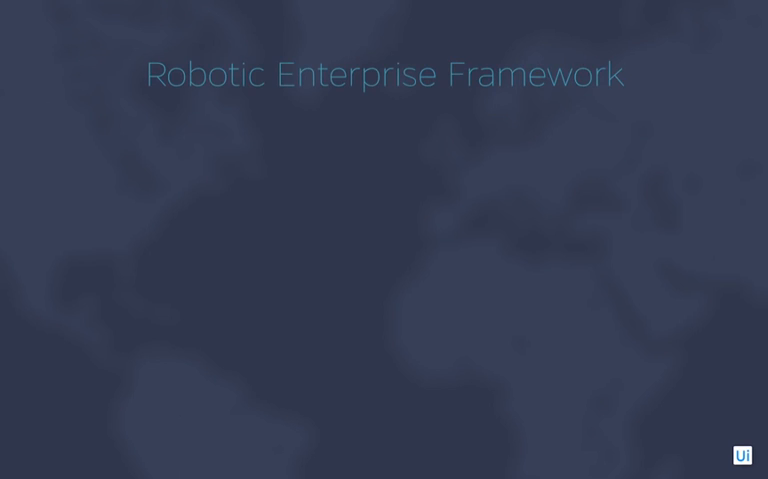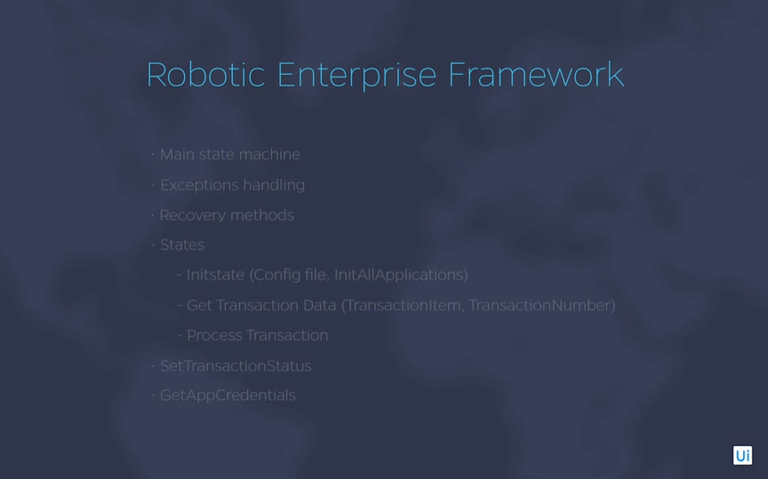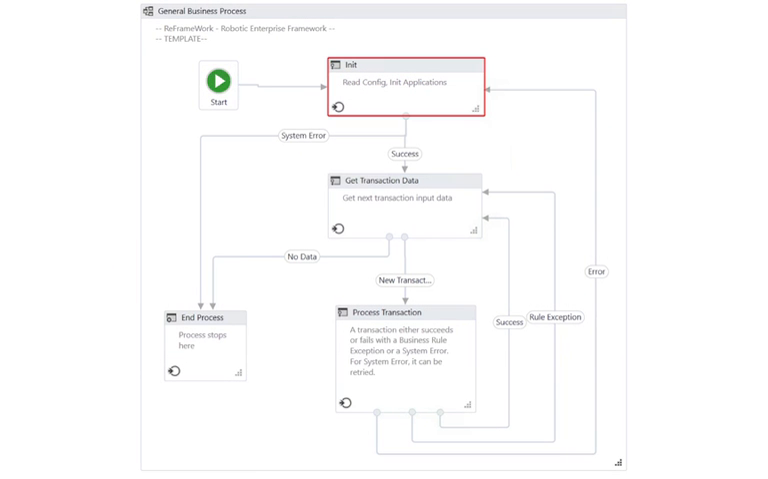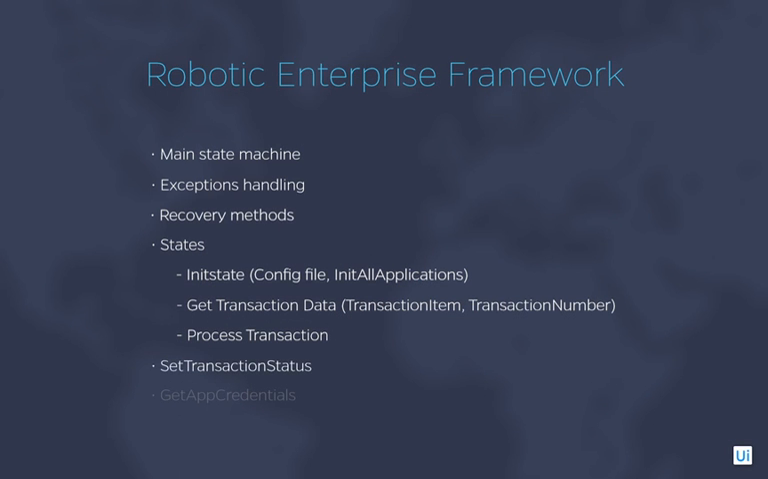This concludes our UiPath Robotic Enterprise Framework tutorial. So let's recap. We started by understanding the main state machine and the overall exception handling and recovery methods. We've then explored each state in detail, the init state with the config file and init all applications. Get transaction data with the two important variables, transaction item and transaction number. Process transaction with the three possible outcomes, success, business rule exception, and system error. We've also explored the set transaction status and get app credentials activities.